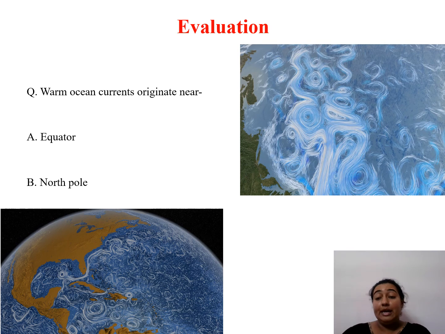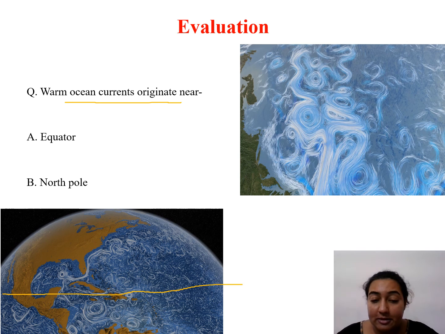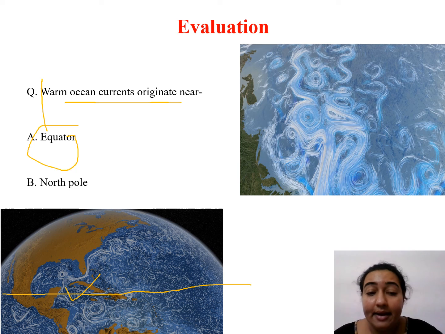Now, evaluation time. Let me check your concept and level of understanding. Now, according to you, warm ocean currents, we just discussed, divide the earth into two halves. They originate over here. So the correct answer is the equator, because the equator is very warm. So warm ocean currents are originating from that place.